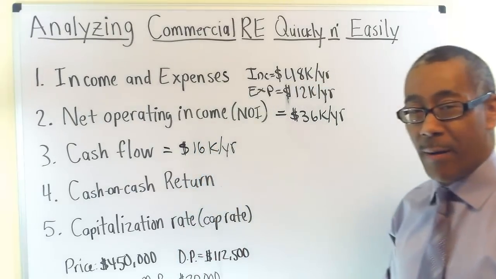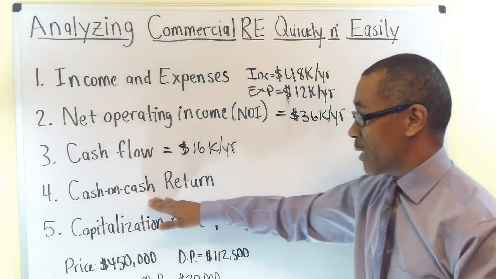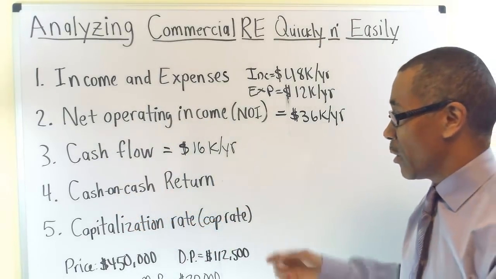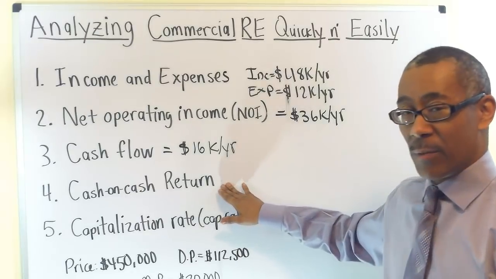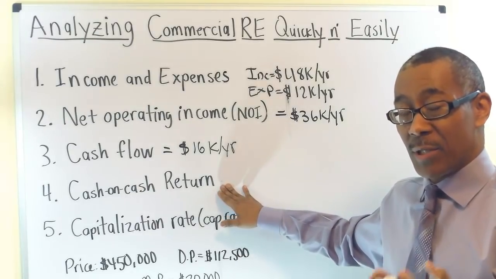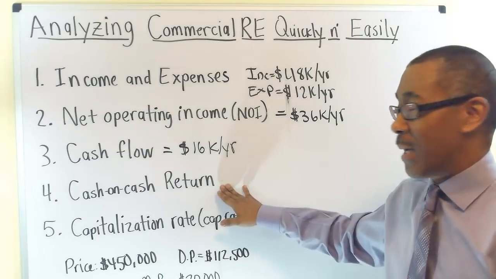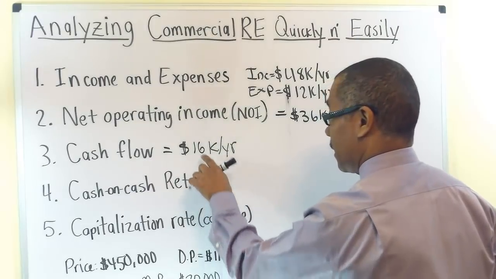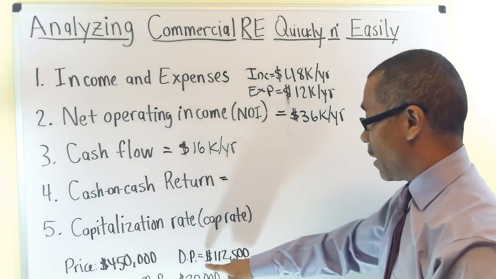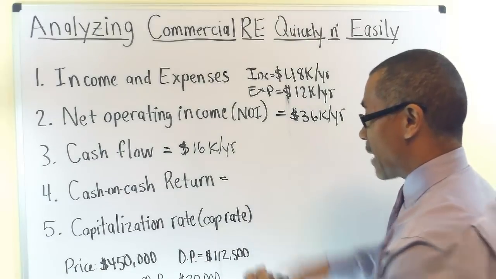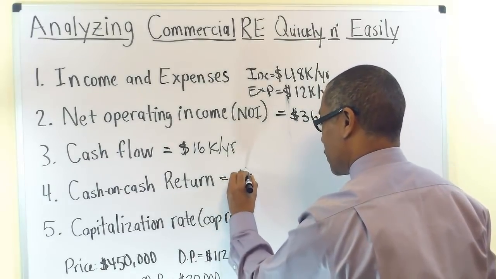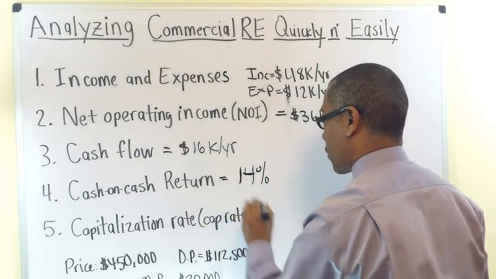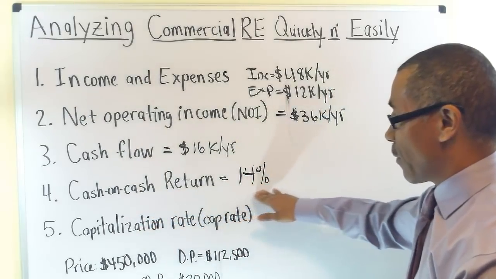Okay, follow me so far? All right, next is your cash on cash return, the velocity of money, your return on investment. If you recall, your cash on cash return was your annual cash flow divided by your down payment. So your annual cash flow of $16,000 divided by your down payment of $112,500, that's 14%. All right, so your cash on cash return is 14%.